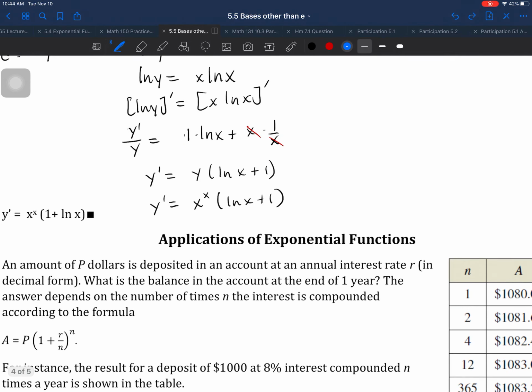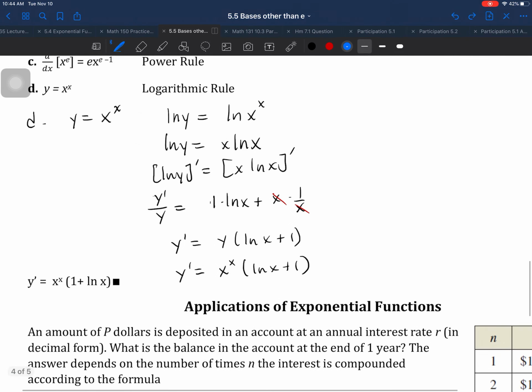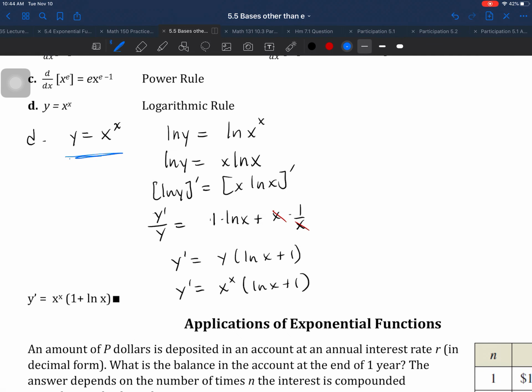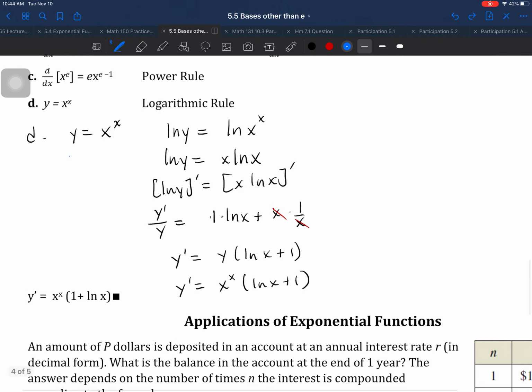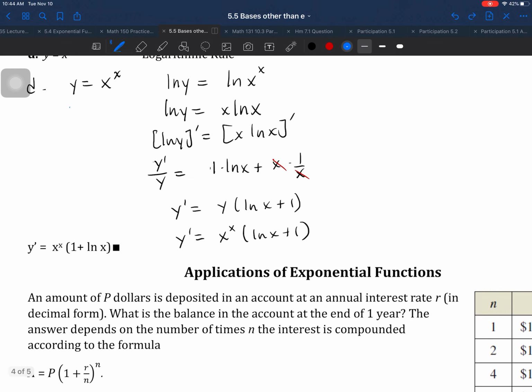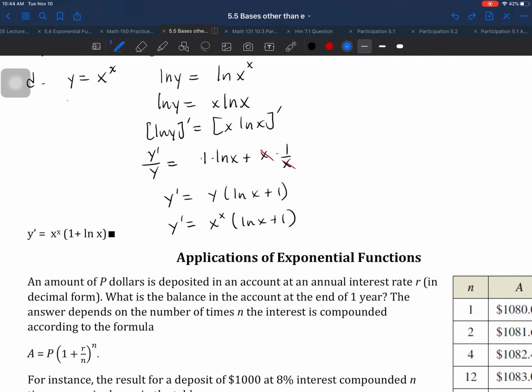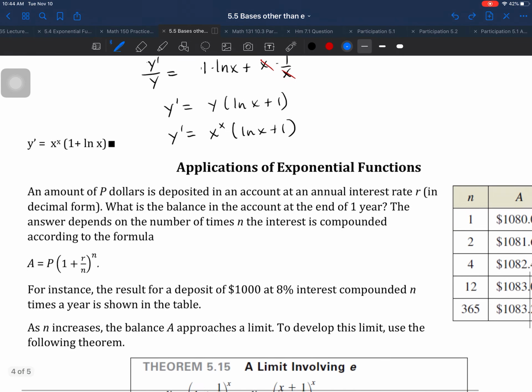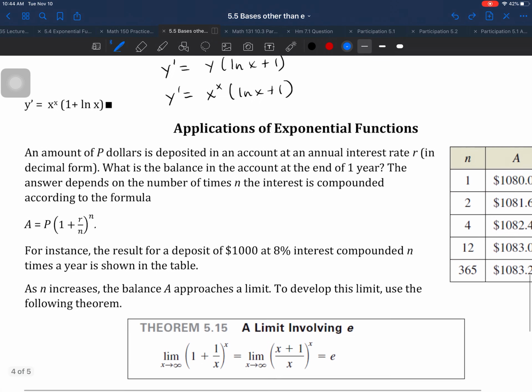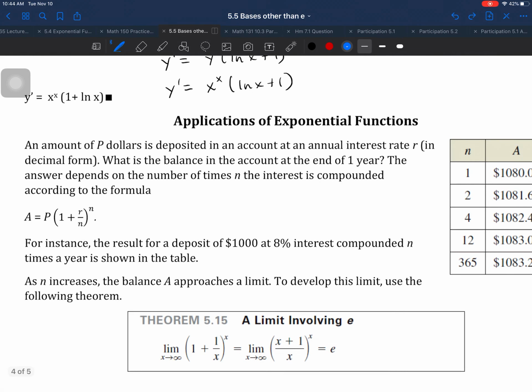And then now I can replace y with whatever y was, which is originally x to the x. And so I have that y prime is x to the x times natural log of x plus 1. And there you go, right? So it's kind of cool, very creative way to actually do it. Find the derivative of that.